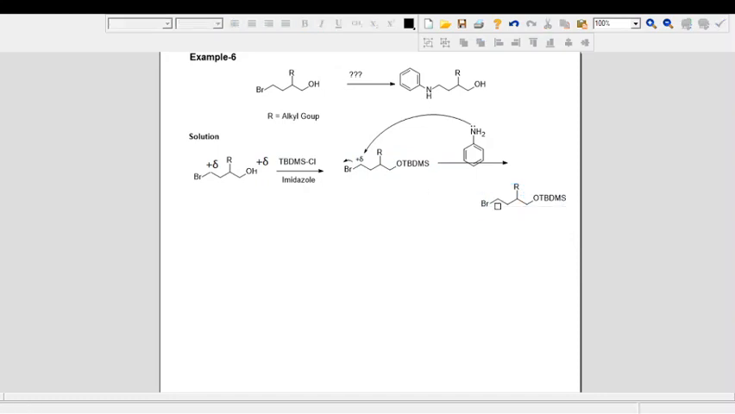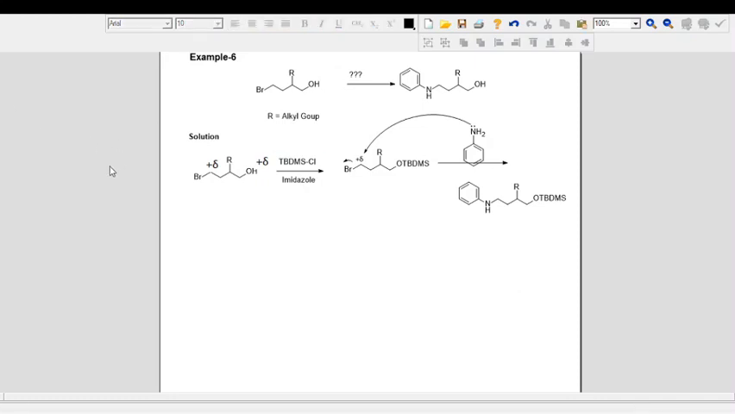Yes, Br negative has now left, and now here it is, the substitution with aniline. Let's count whether the number of carbon atoms are the same or not. 1, 2, 3, 4. 1, 2, 3, 4. Yes, it is fine. Now in the final step, what do we require?